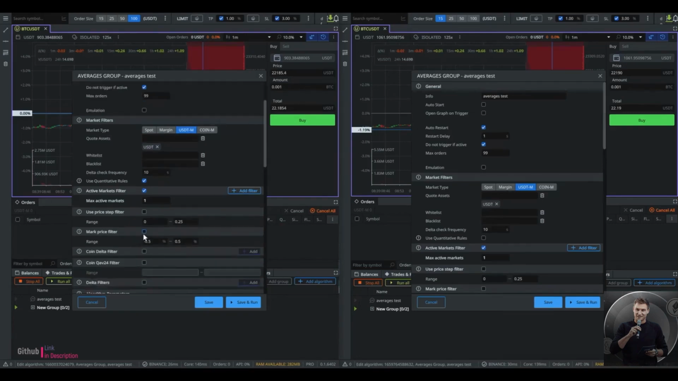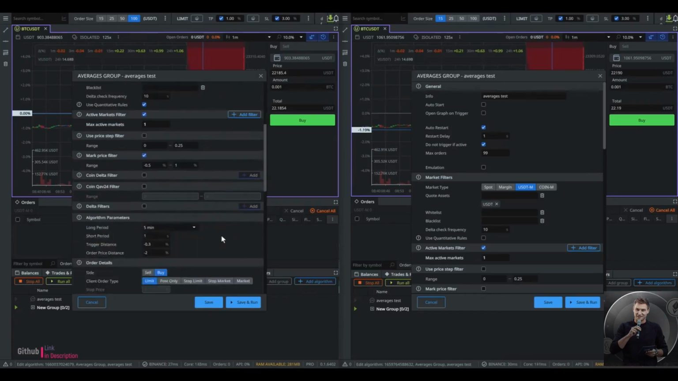Mark price filter is a filter that limits the minimum and maximum percentage between the price and mark price. If mark price is set from -0.5% to 1%, then the algorithm will not work if the mark price is lower than -0.5% and higher than 1%.